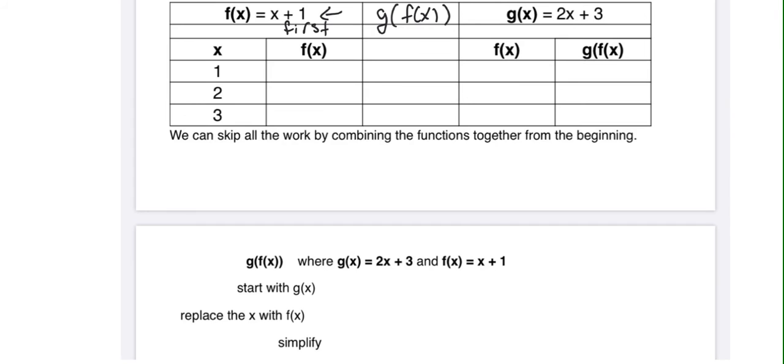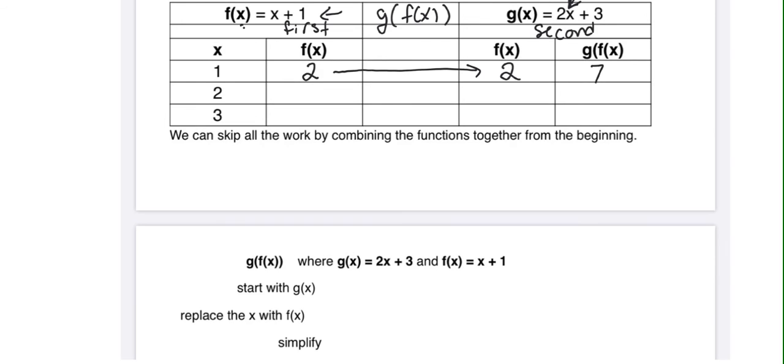So if we had 1 for x in the f of x, we'd get 1 plus 1, so our f of x would be equal to 2. And then we do the outside part, or g of x, second. So we take this answer 2, and we plug in 2 for x now in the g of x. So 2 times 2 is 4, plus 3 is going to give us 7.